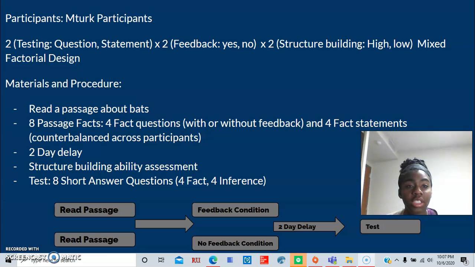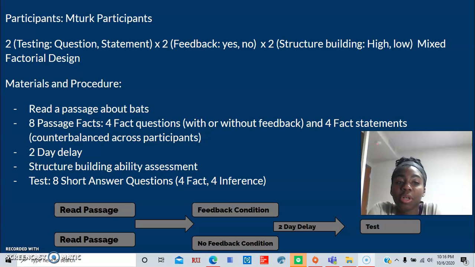Half of the questions that they see on part 2 of the study will be facts, the same from part 1, and the other half will be inference questions that were derived from part 1. Our dependent variable is how well the participants do on the final test with these fact and inference questions. We will also be asking the participants to take the MMCB to see if they are high or low structure builders.